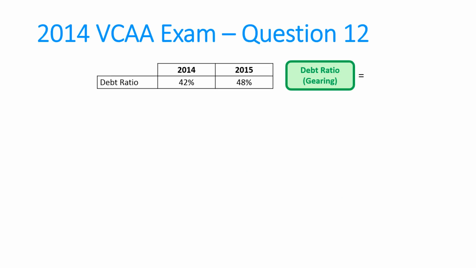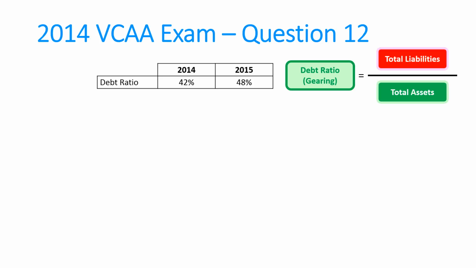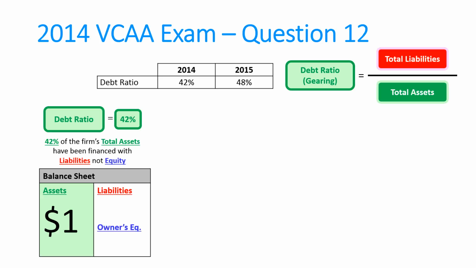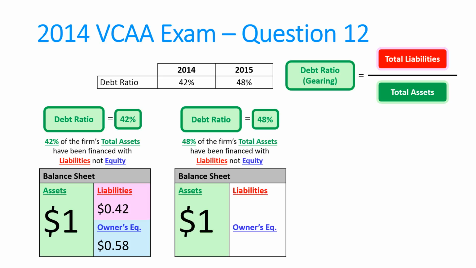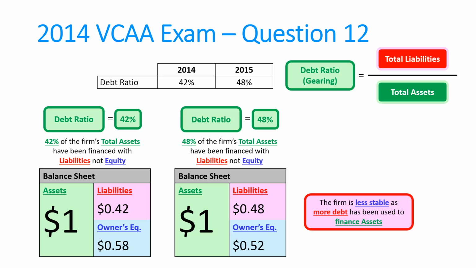So let's look at the debt ratio. It's calculated as total liabilities divided by total assets, and it's gone from 42% to 48%. What does that mean? It means that for every dollar of assets in the balance sheet, the business did have 42 cents of liabilities and 58 cents of owner's equity. So basically 42% of all its assets have been financed with debt. That's gone up to 48%, which means that liabilities now represent 48 cents of every dollar of assets, and owner's equity is only 52. We're a little bit worse off here. We're a little bit less stable, because we've got a little bit more debt for every dollar of assets than we did the year before.